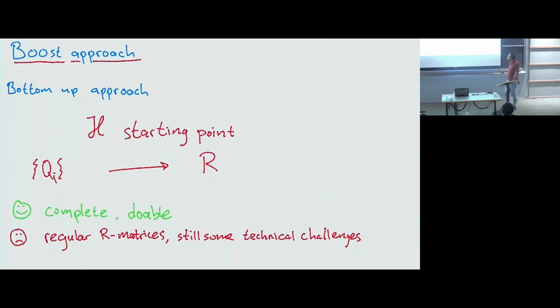And the starting point for our approach is not the Yang-Baxter equation or the R matrix, but it goes back to the original definition of integrability. We use the tower of conserved charges as our starting point for integrability, and we try to go back to an R matrix from that. So the upside is that it's still complete, so we find all solutions of a certain type, and it's not as technical as the direct solution of the Yang-Baxter equation. We get a bunch of equations that you are actually able to solve. The downside is that we have to restrict ourselves to regular R matrices, which basically means that we have to restrict to nearest neighbor interactions for now. And of course, there will still be some technical challenges that we'll have to deal with.